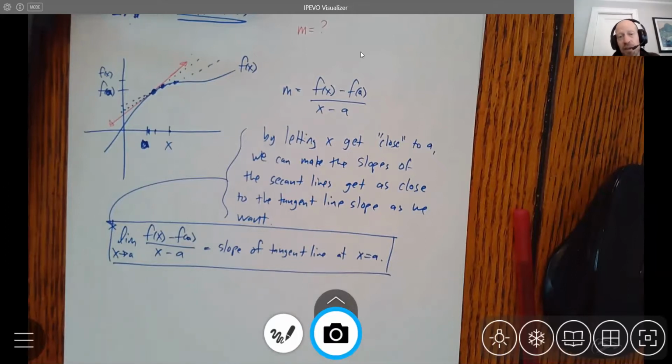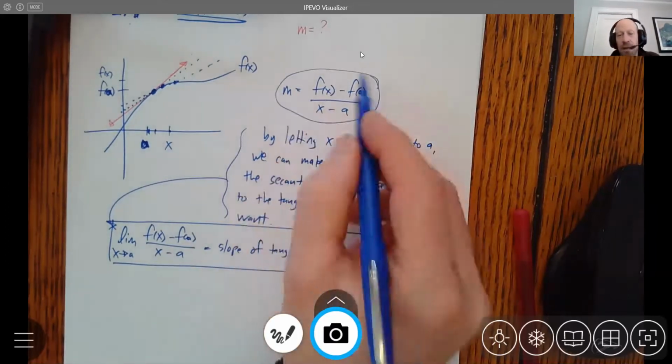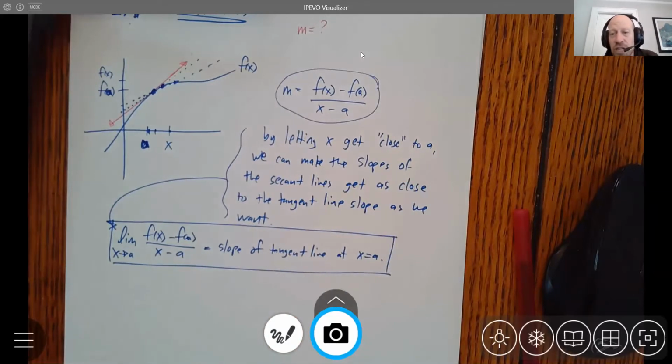That's kind of a big deal. This slope is like a pre-calculus, college algebra thing. Not to disparage pre-calculus or college algebra, but been there, right? We've worked with that, done that. This is a calculus idea. This is a new thing.